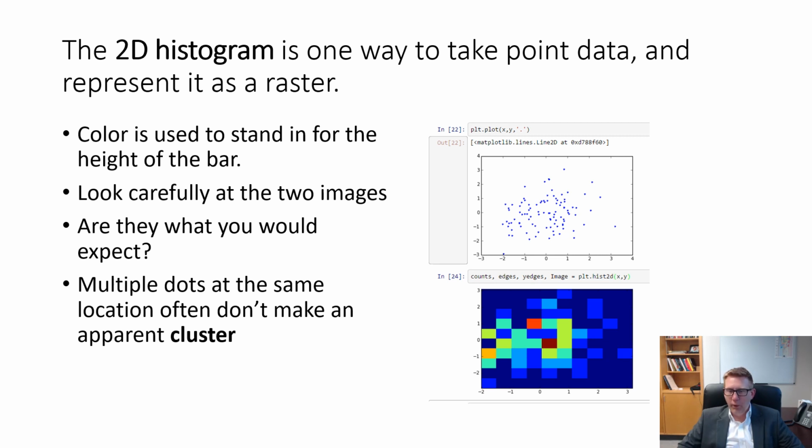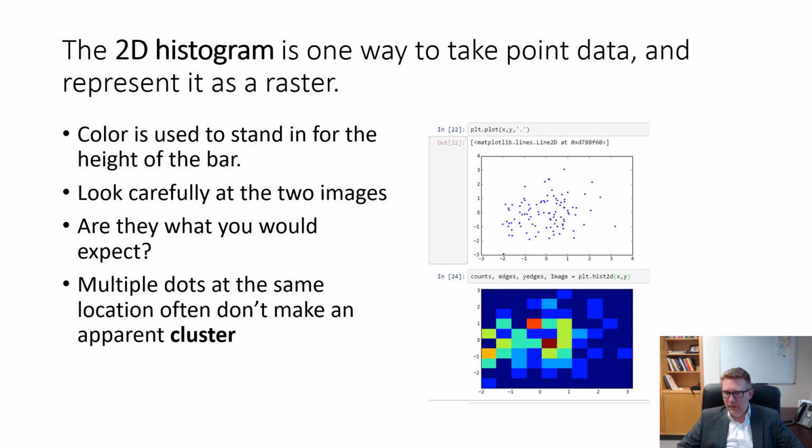Now, what I want you to do here for just a second is compare the scatter plot that you see at the top to the 2D histogram that you're seeing at the bottom. Those are representing the same data. But how do they look the same and how do they look different? Do you feel like the bottom is a faithful reproduction?